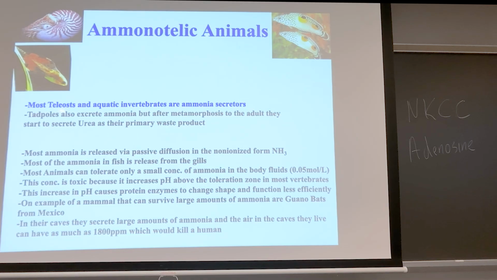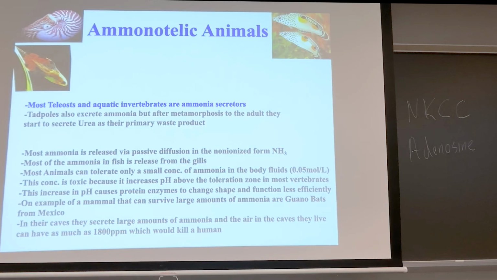Now, when tadpoles metamorph into adult frogs, frogs are terrestrial, they produce urea, right, which is the next waste product. So ammonia passes in its non-ionized form, NH3, through fish gills, through tadpole gills. Most animals that are terrestrial cannot tolerate ammonia at all in their bloodstream, but there's one example of a mammal that can tolerate really high ammonia amounts.